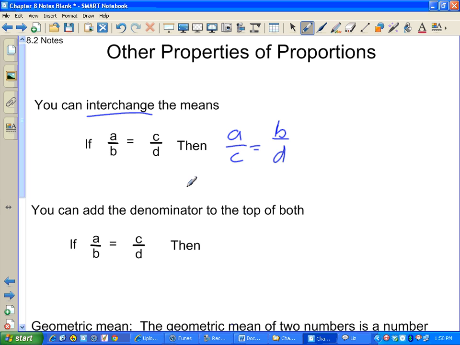I can check this with our cross product property, or cross multiplying. If I cross multiply the original equation here, I would get AD equals BC. If I cross multiply our new equation, I still get AD equals CB, which is the same as BC.